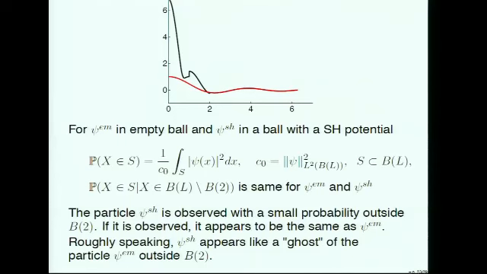So, in somewhat playful terms, I could say that this particle in the Schrödinger hat appears like a ghost of the empty space particle. Namely, it's observed very rarely, but when you observe it, it looks exactly like the empty space particle. This is actually true for all observables supported outside the cloak.